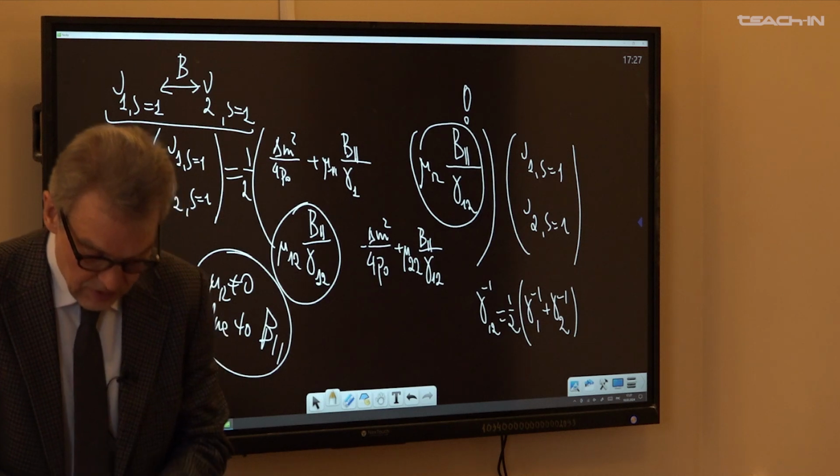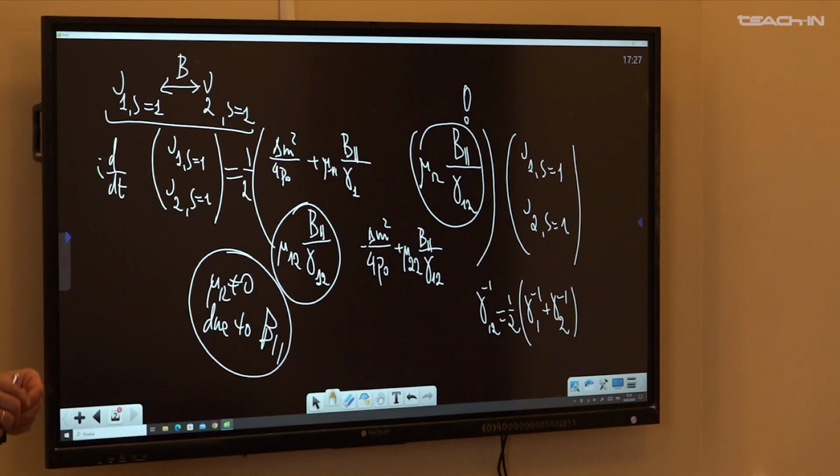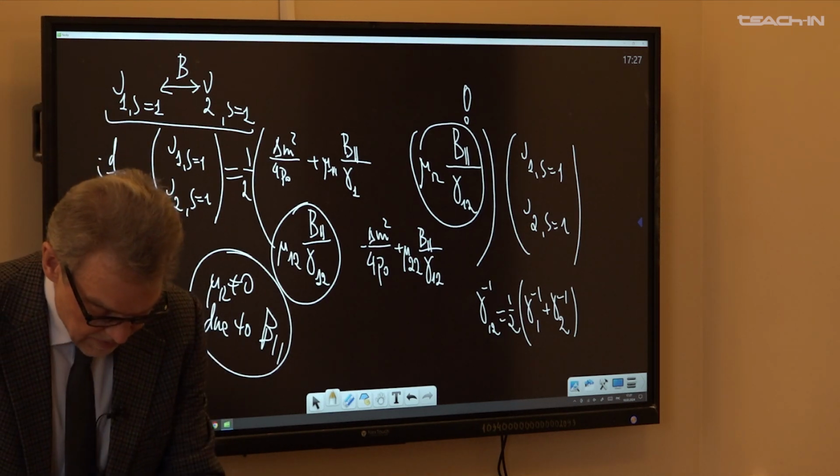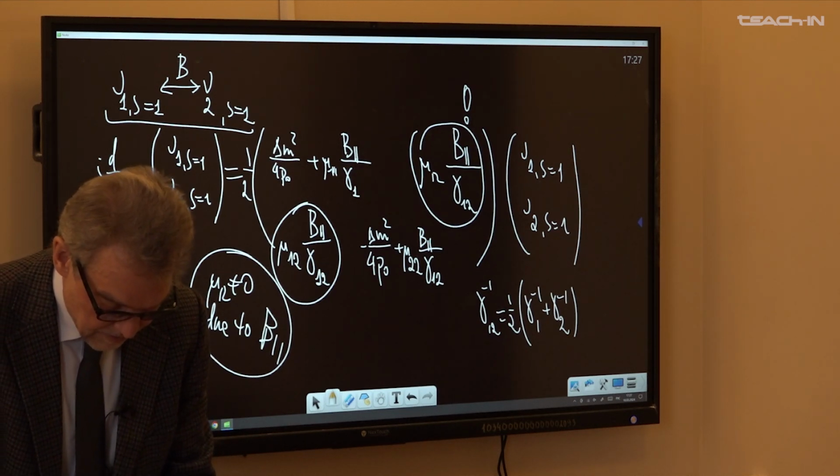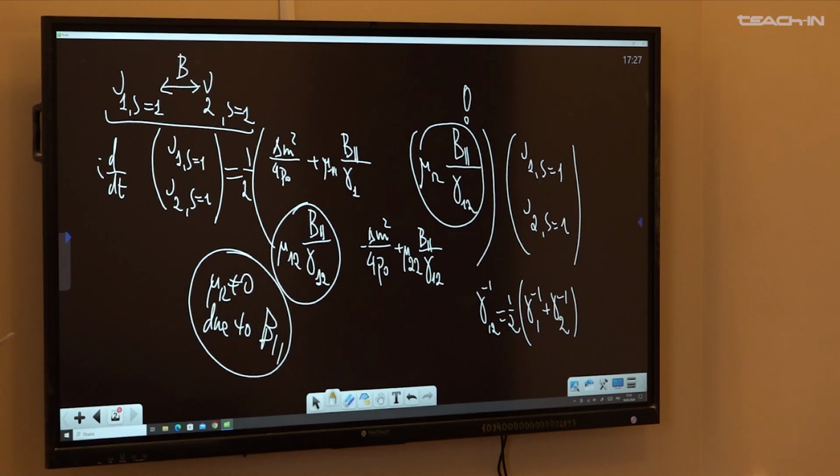So now I would like to discuss today a slightly simplified version of this mixing and oscillation phenomena of neutrinos due to magnetic moment interaction with the external electromagnetic field, and we shall manage to go to the very end and derive exact formulas for oscillation probabilities.